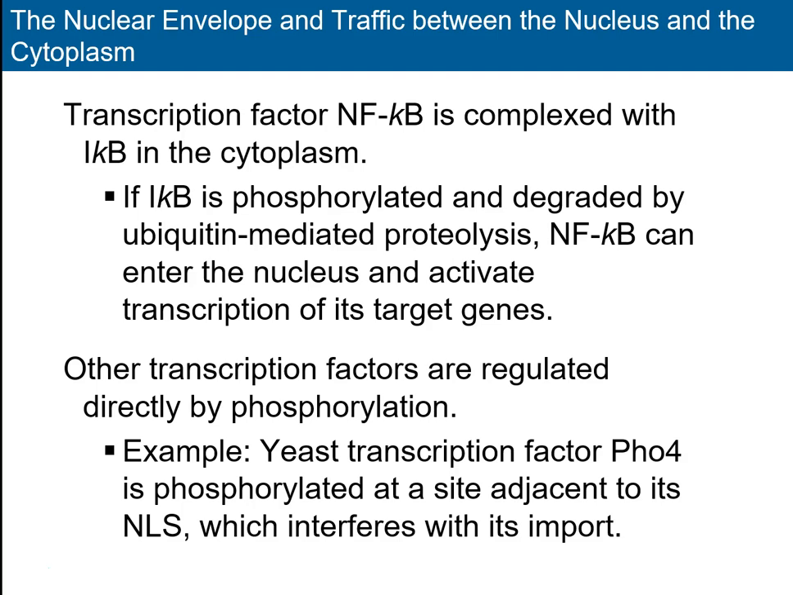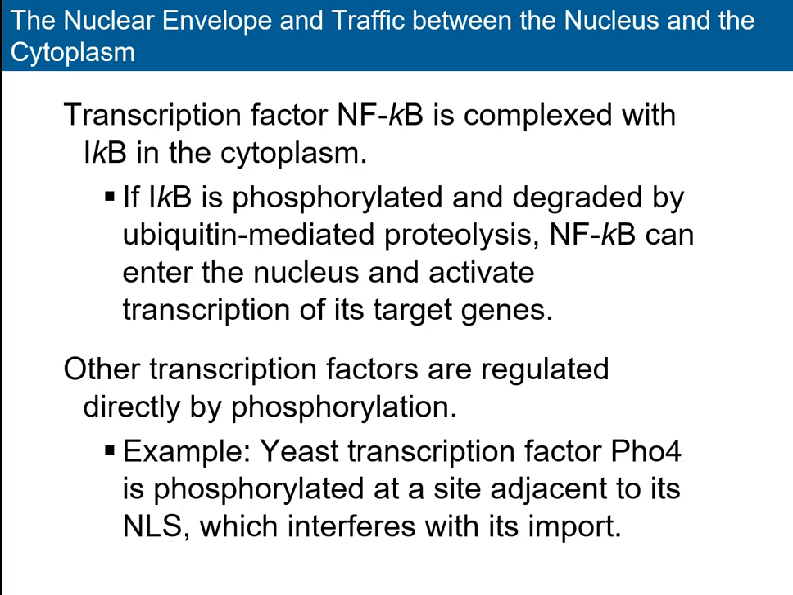So it says transcription factor NF kappa B, right? You can say NFKB, whatever, is complexed with I kappa B in the cytoplasm. Okay, so it says if I kappa B is phosphorylated and degraded, right? Remember we mentioned ubiquitin mediated proteolysis, right? Remember a whole bunch of these ubiquitins bind to a protein, and that indicates to the cell that it should degrade it, right? And it will break that protein down. That was in the last chapter.